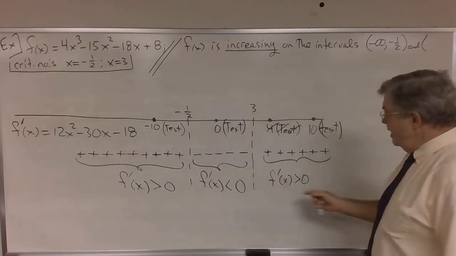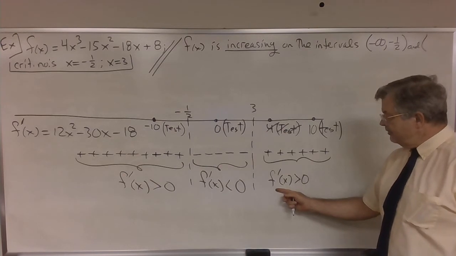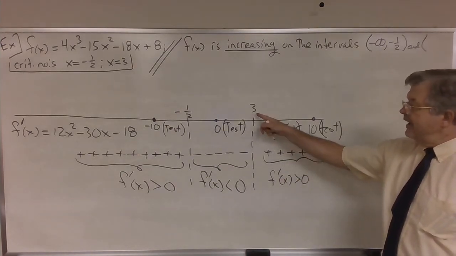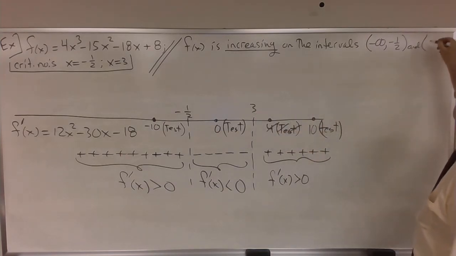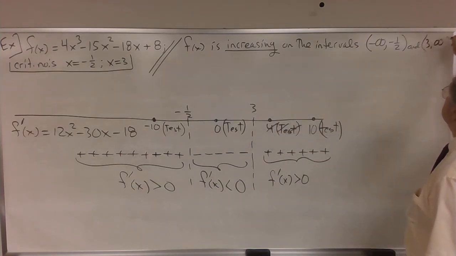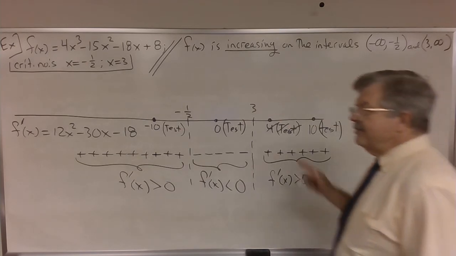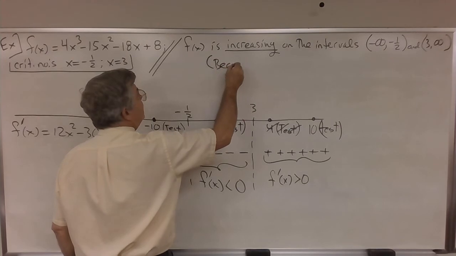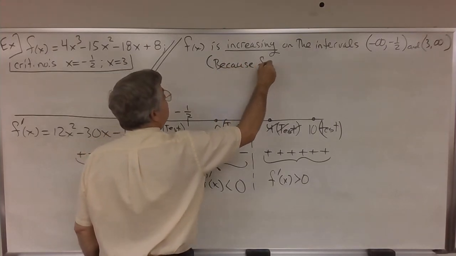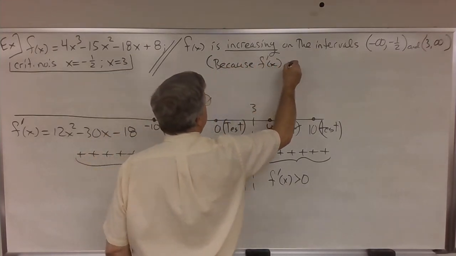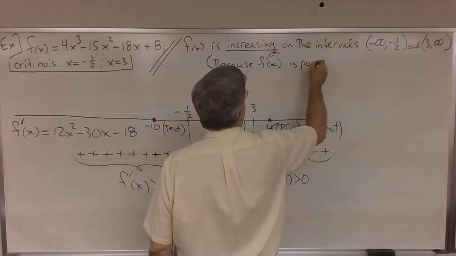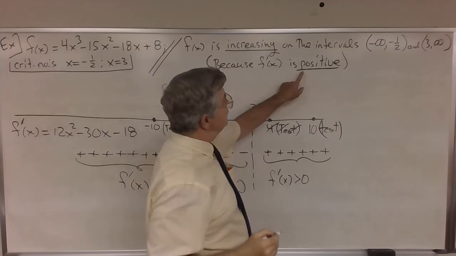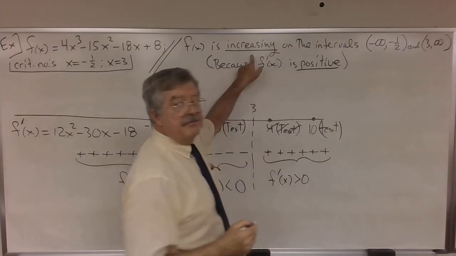And the derivative is positive here too. So f of x is increasing on this interval for x equal 3 to infinity. And I'm going to write down here how I know this. I'm going to write, because f prime of x is positive. And we remember that positive derivative means increasing function.